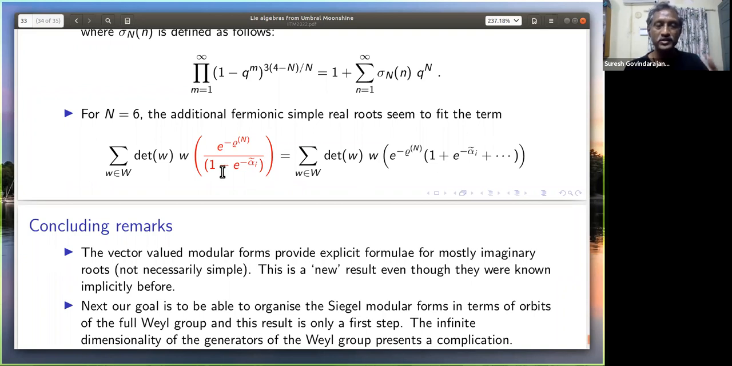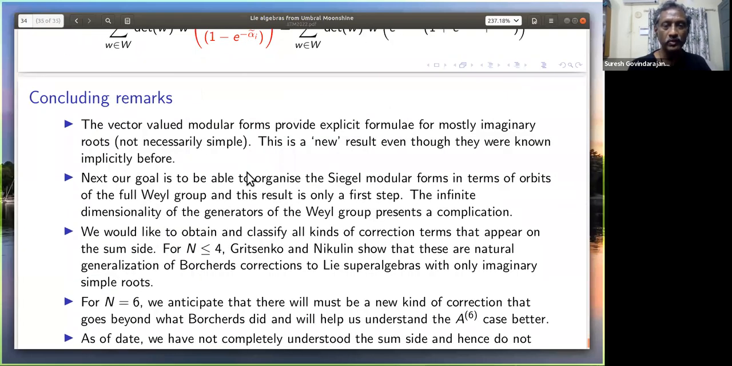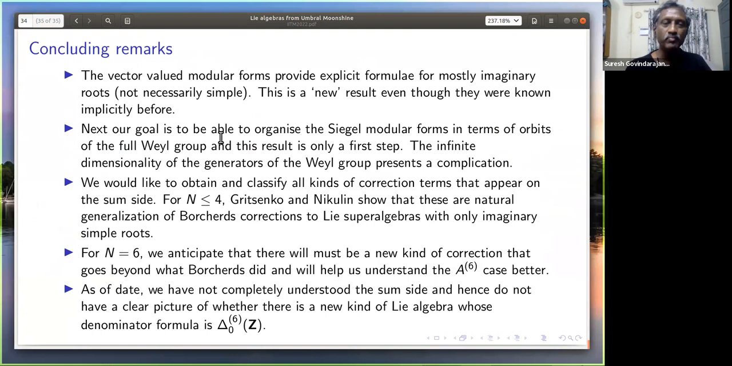So this is the first insight that we have into what kind of corrections we should look for. But of course, this has not been checked to very, very high order. So I don't know if this is correct. Some more checking has to be done. Okay, so I'll conclude now. There are some positives. One is that the vector valued modular forms provide explicit formulae for multiplicities, etc., for imaginary simple roots.